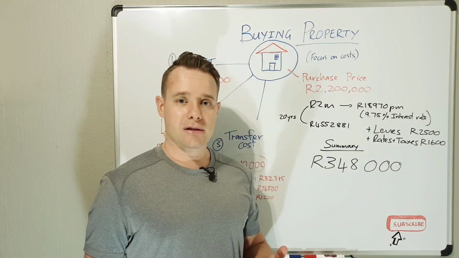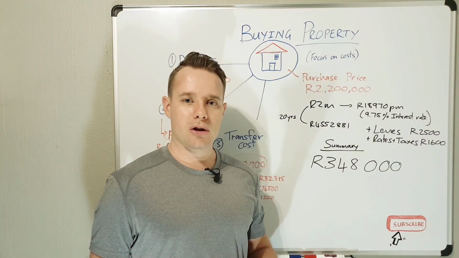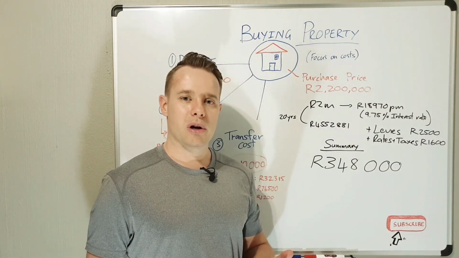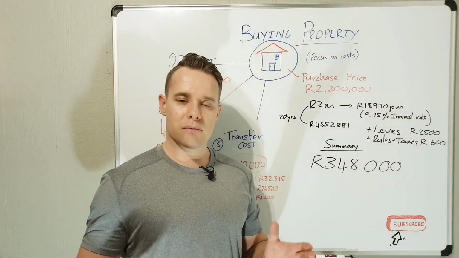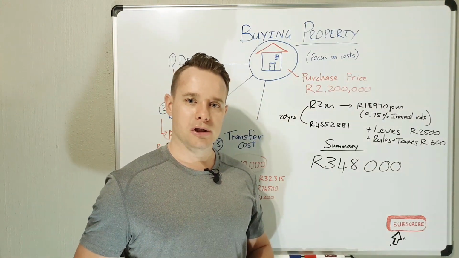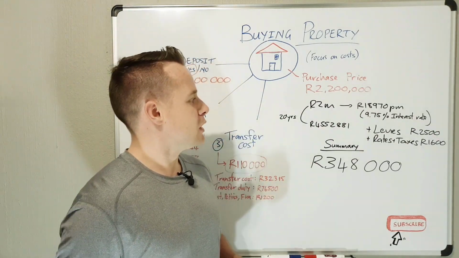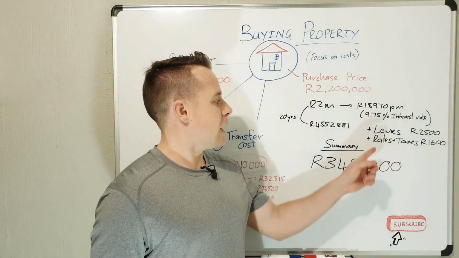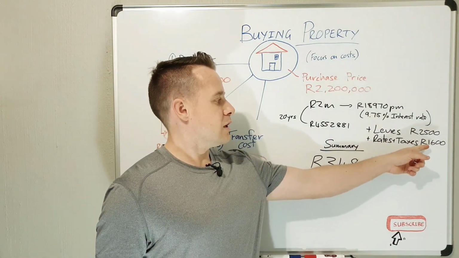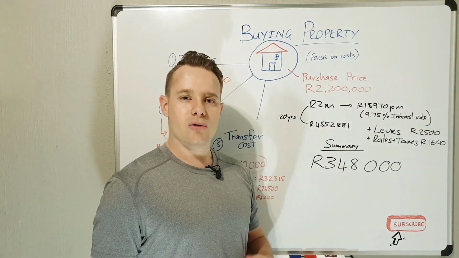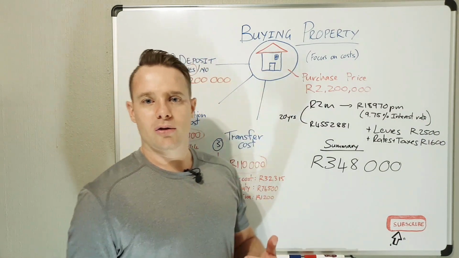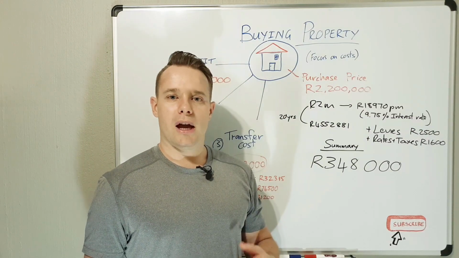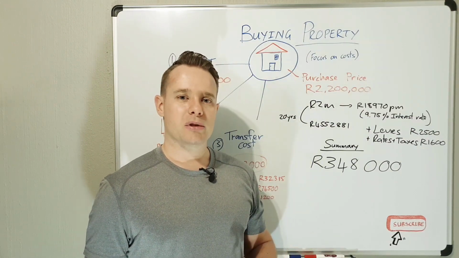Another factor to consider is that you're going to have other monthly costs like levies and rates and taxes. Levies you will only pay if you stay in an estate that has a body corporate or a homeowners association. So in this case, we're going to assume an estate with a levy of about 2,500 rand for the property and the rates and taxes of 1,600 rand a month. The rates and taxes depend a lot on which municipality you live in. Some municipalities charge a bit more and some less for the valuation of the property.